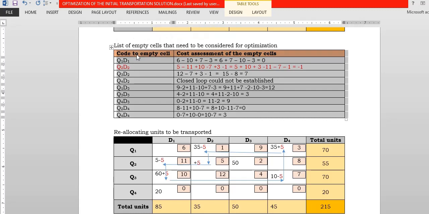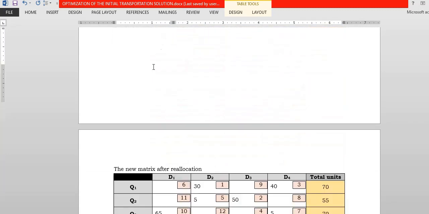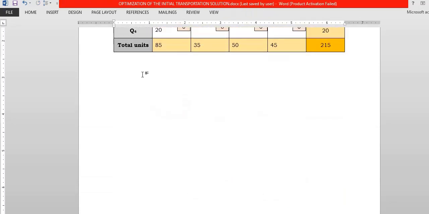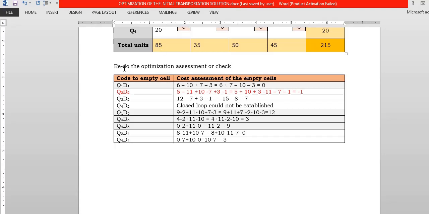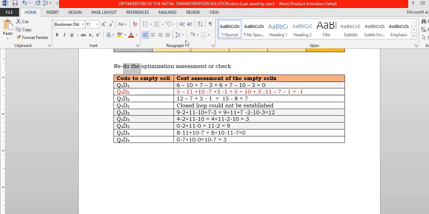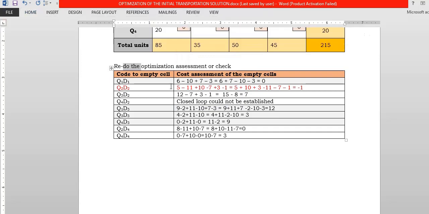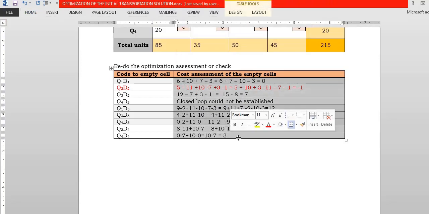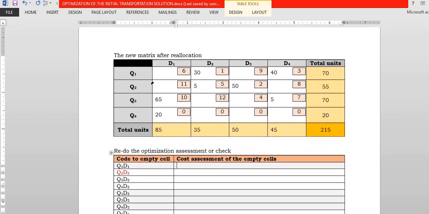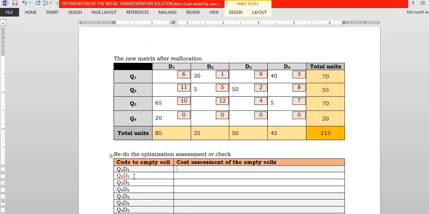But this time around, you're going to check the new cells. Okay? So we're going to use new cells. So redo the optimization assessment, or check. Okay, that's what I'm going to do here right now. So I'm going to redo this. Remove all this because this was now old. And let's first check if these cells need to be repeated or not.